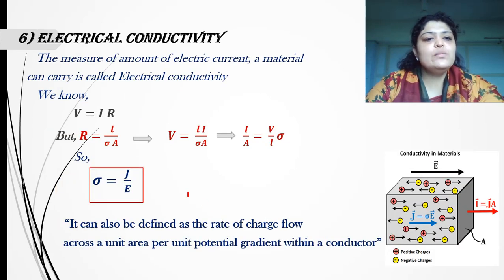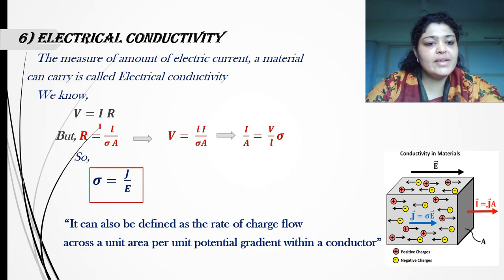Now let us see what electrical conductivity is. Electrical conductivity is a property which allows more current to flow through it. It is the opposite of resistance or resistivity. So it is a measure of the amount of electric current a material can carry. If a material can carry more current, we say its conductivity is more.